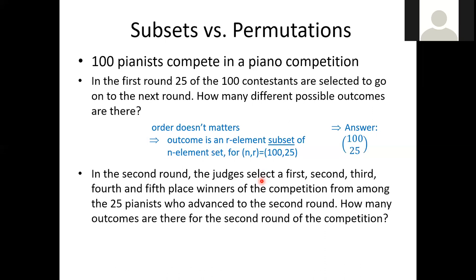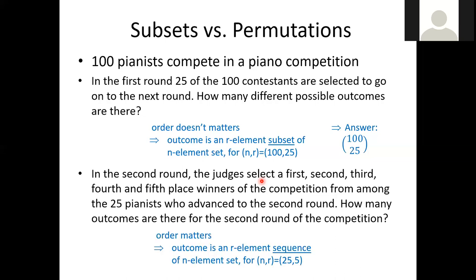Now it's a sequence because the first position corresponds to first prize, second to second, etc. So now positions have semantics, they're meaningful. And moreover, it's a 5-permutation because there cannot be repeats. It would make no sense to select the same person as winning both the first and second prize in the same competition. So it is an R-element sequence of an N-element set, right? So this is the answer.